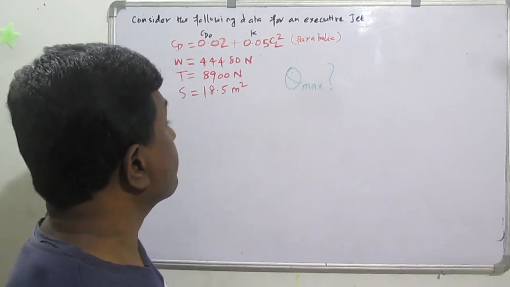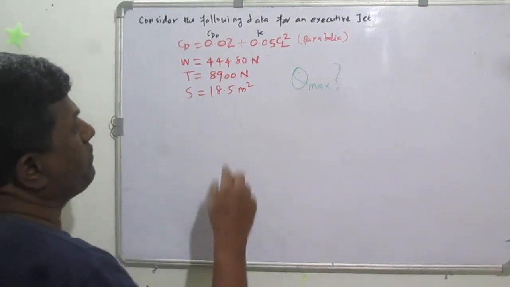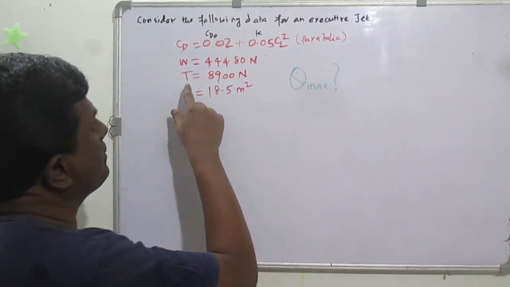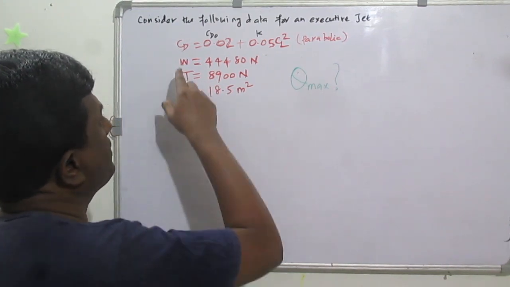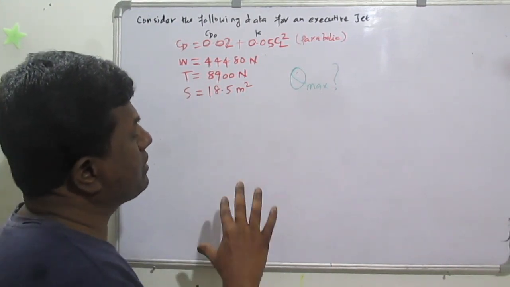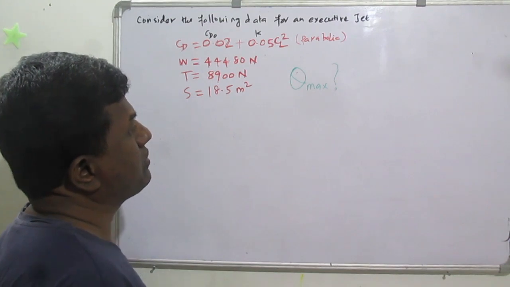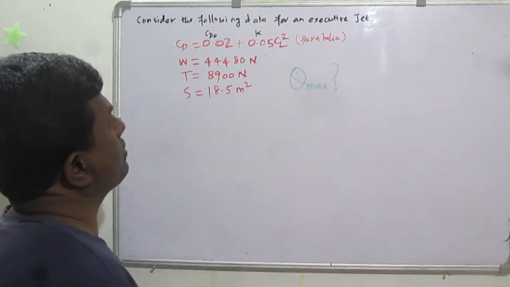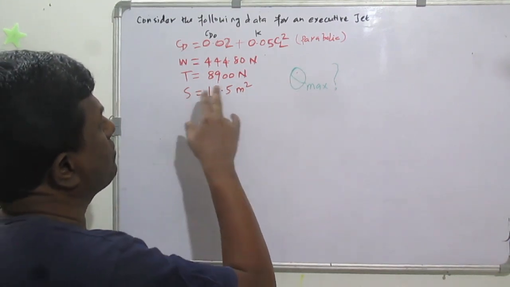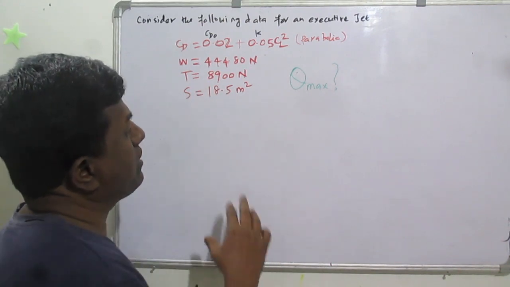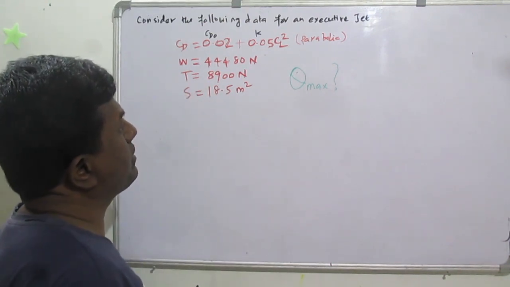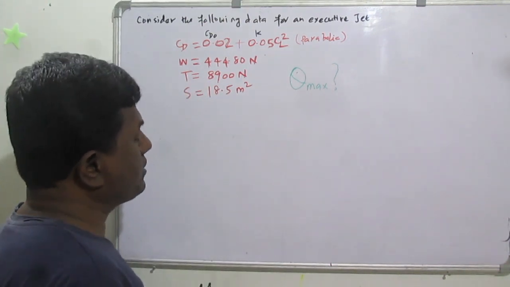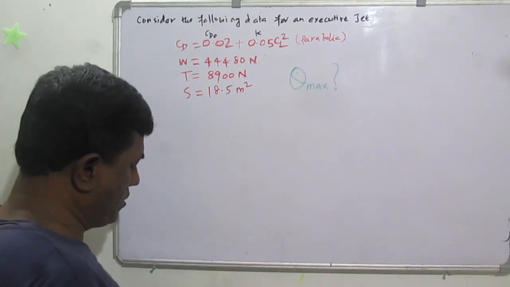So what we need to understand here is that weight is given and thrust is given. It means the thrust is constant. That means the engine is producing a constant thrust, so this value can be taken as constant. By considering this condition, we can solve this problem.